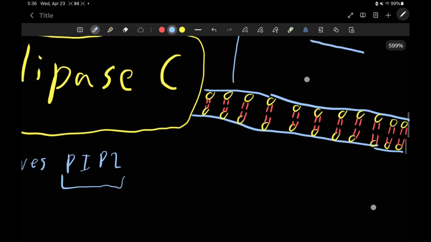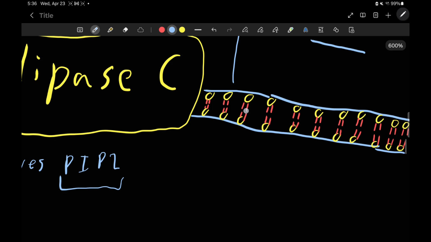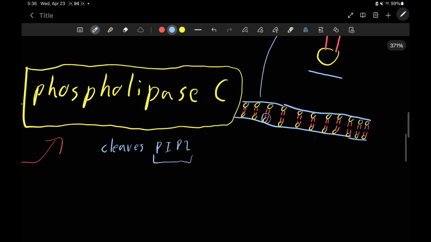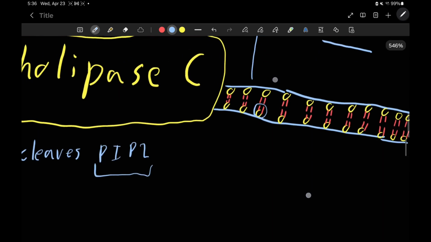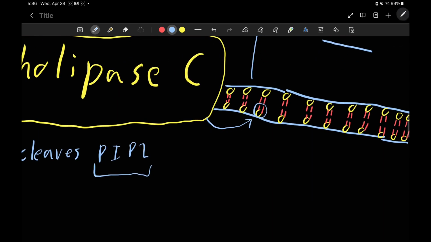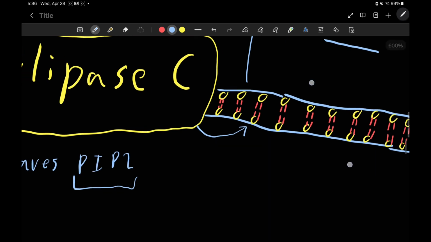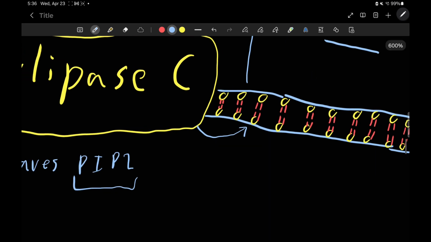Remember, PIP2 is a specific type of phospholipid. So let's say, we zoom in, let's say this phospholipid right here is PIP2. Your phospholipase C, this enzyme, goes and cleaves this phospholipid. And when I say cleave, I mean it splits it apart. So let's say it splits it down the middle. It splits apart your nonpolar components and your polar components.